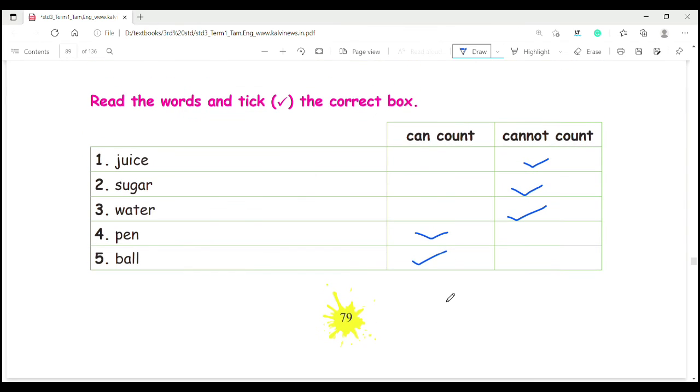So up to this it's enough, children. We'll see the remaining poem in the next class. So I hope you understand. Thank you for listening.